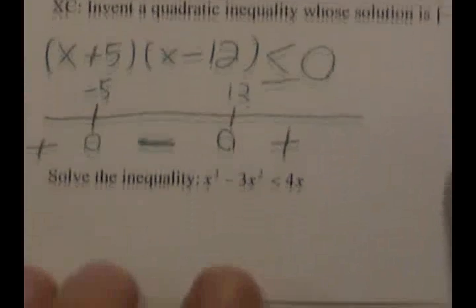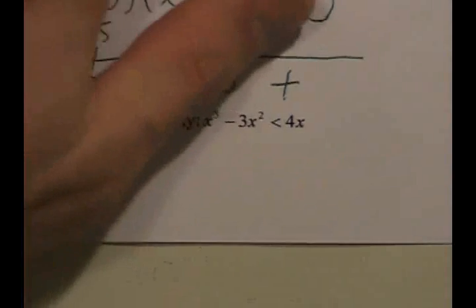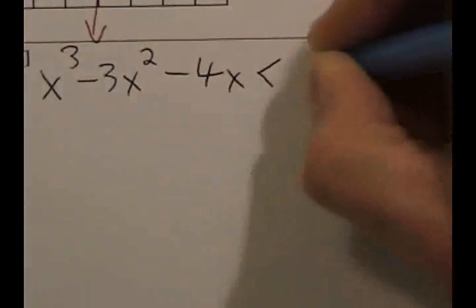And the last one says solve this inequality. I'm going to rewrite this up here in the corner and show you how it's done. So it's x cubed minus 3x squared is less than 4x. I'm going to bring it all over to one side first. X cubed minus 3x squared minus 4x is less than 0.